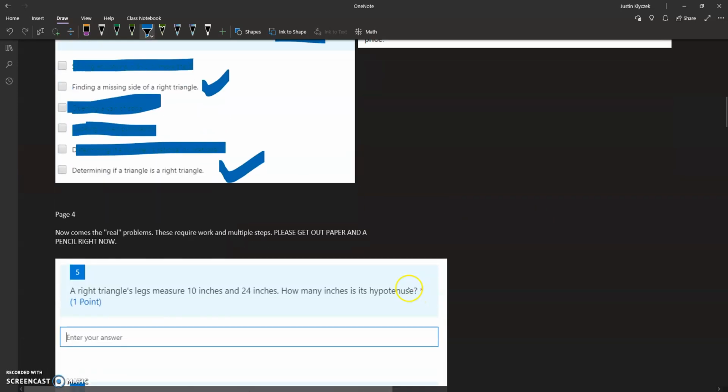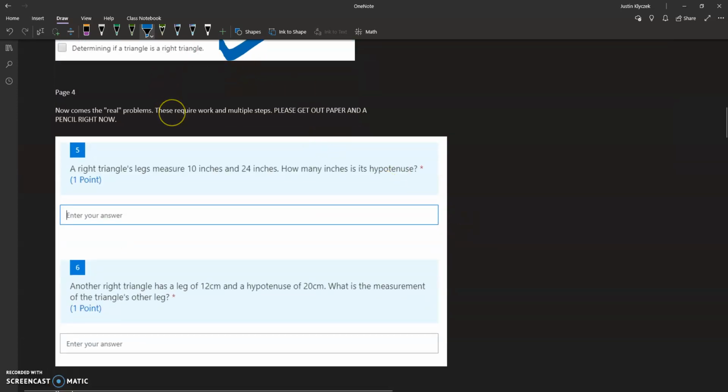All right, moving right along. This is where you have to have your work. So get paper and a pencil out right now, because when you're done, you're going to send me a picture of your work. Take a picture with your phone or with your computer, with your webcam, and I want to see that you did your work. All right. So number 5 is we're finding a hypotenuse.